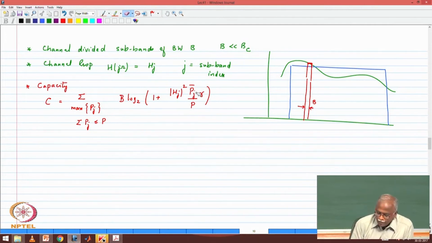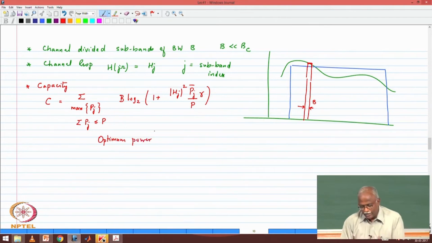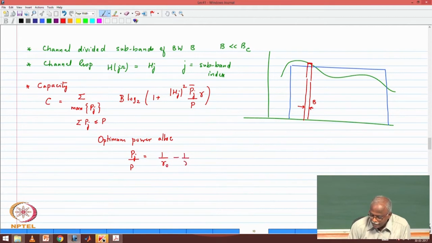So the optimum power allocation, as in the earlier case, will be through some method of approach of water filling. Optimum power allocation, Pj divided by P is given by 1 by gamma naught minus 1 by gamma j. Yeah, let me just write this as gamma j. Yeah, go ahead.